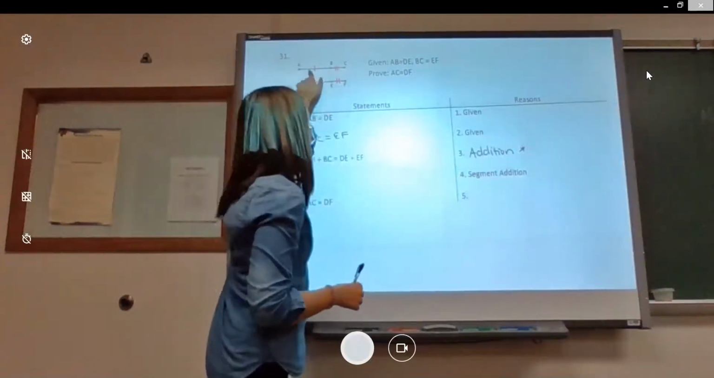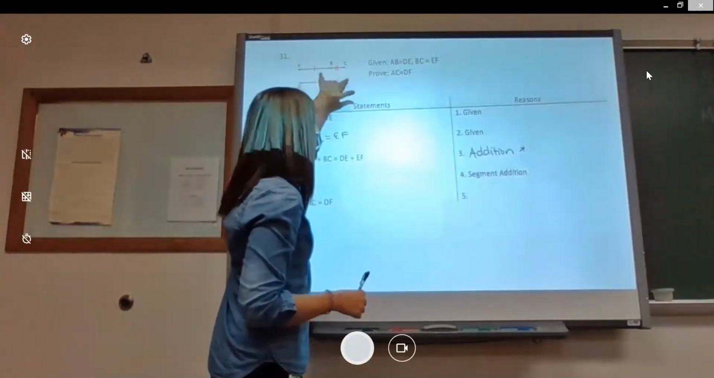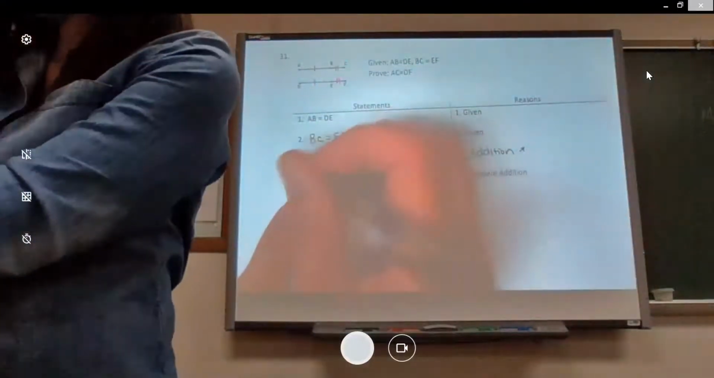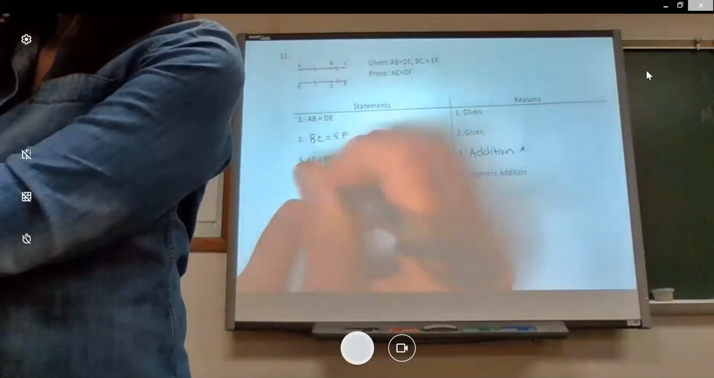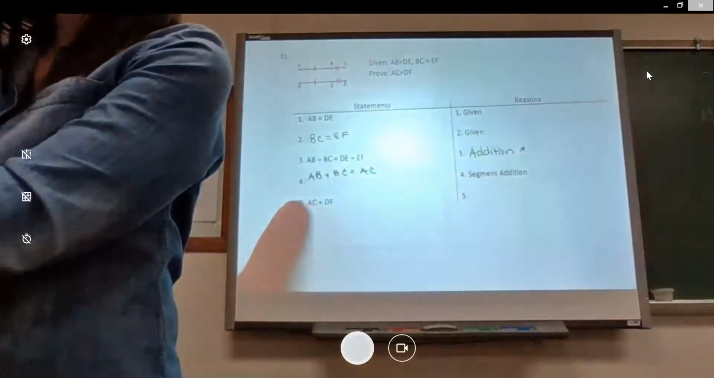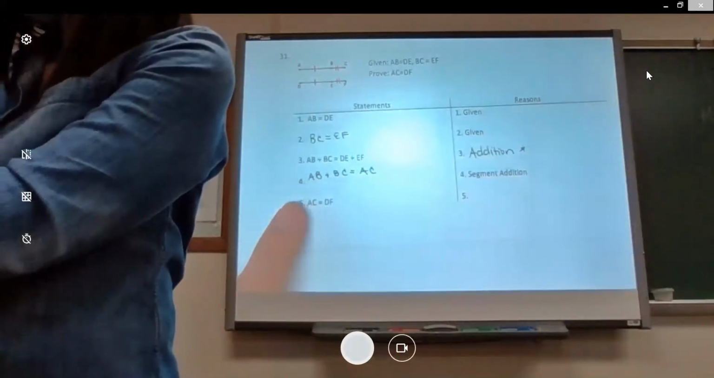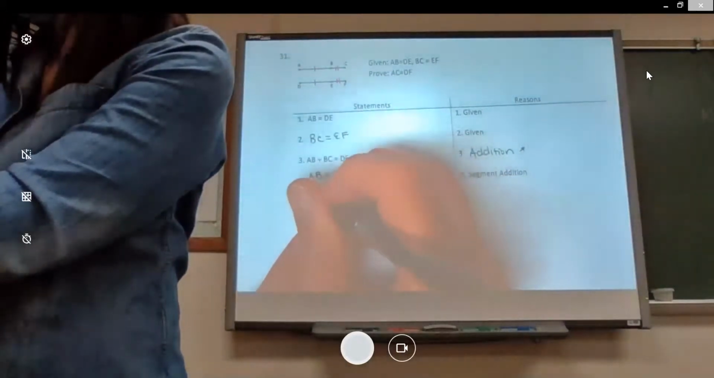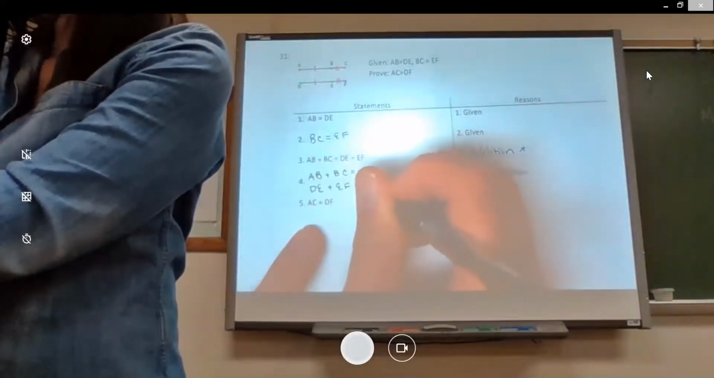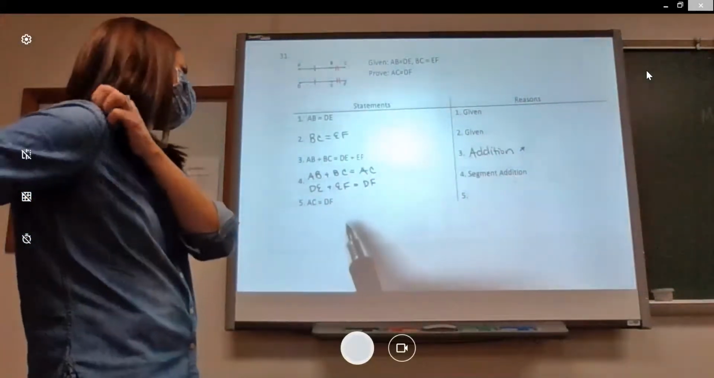What would my equation be here? Yeah, okay, so it's telling me I want to write out segment addition here. So I'm going to have AB plus BC equals AC. And my other equation, also on step 4, would be DE plus EF equals DF. Okay, it's telling me segment addition. I know what those equations look like.